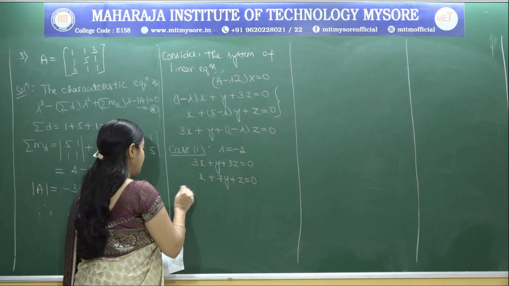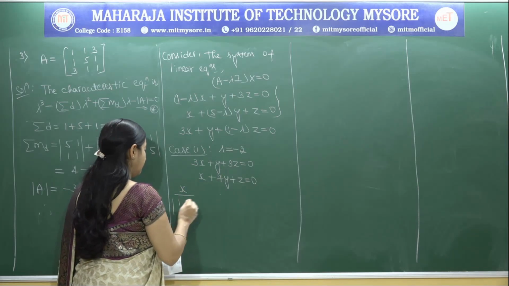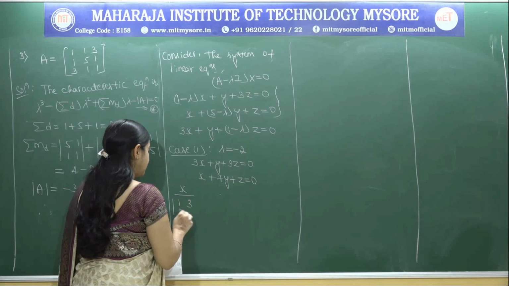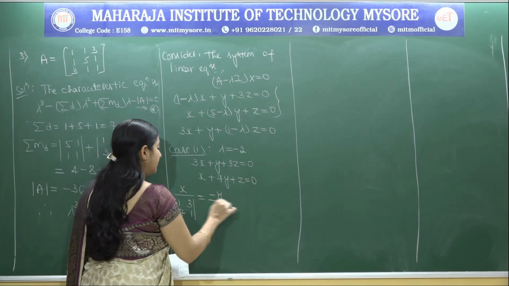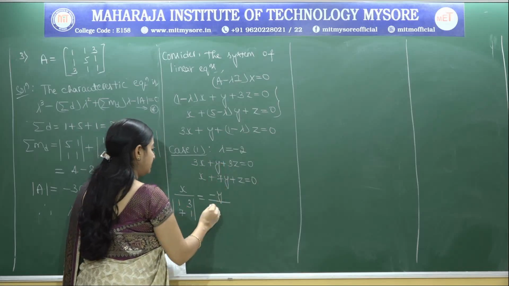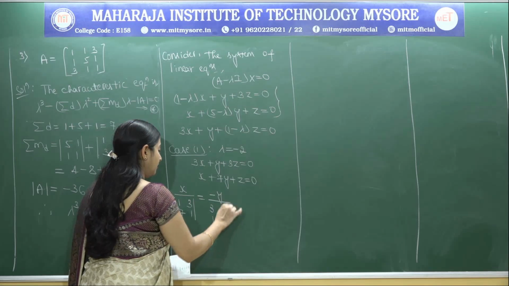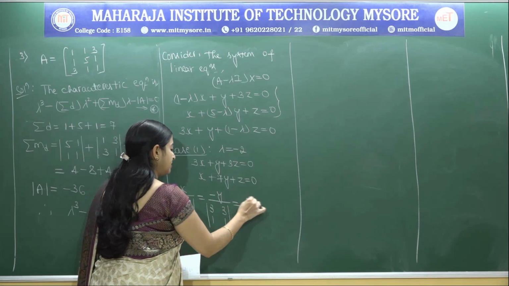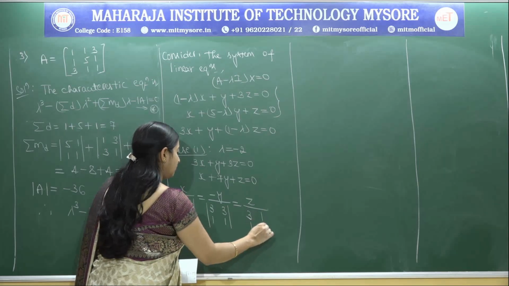Solve this equation by using the cross multiplication method. The first one, determinant of 1, 3, 7 and 1, minus y denominator. So, delete this, write the coefficient of x and z, it is 1 and 1, z divided by, write the coefficient of x and y.